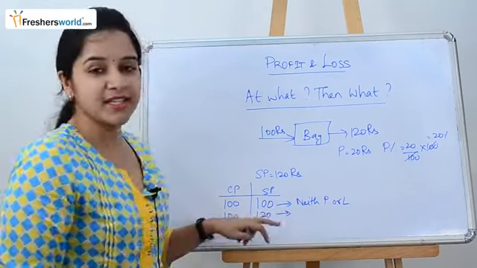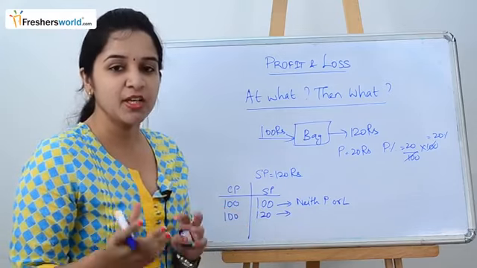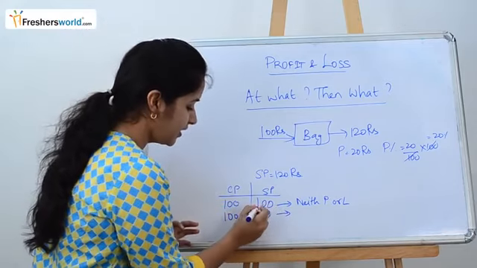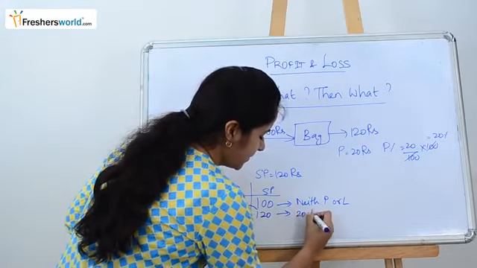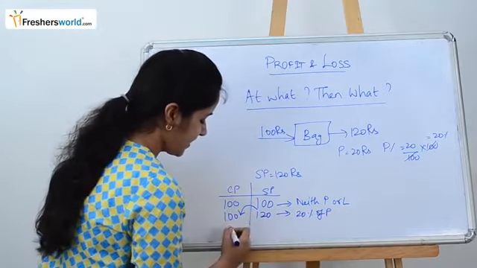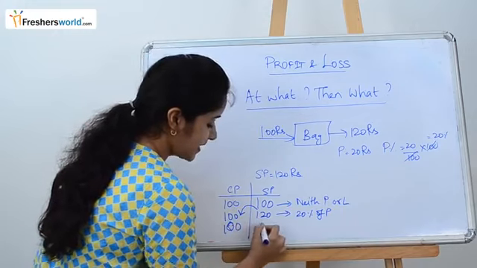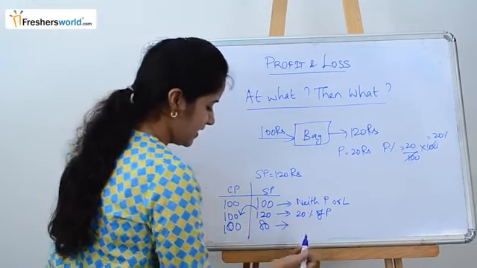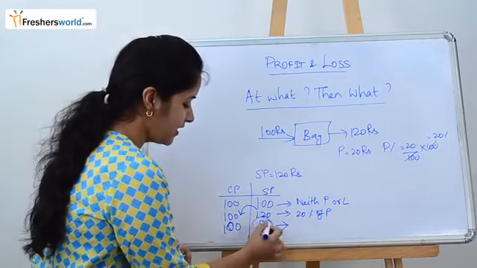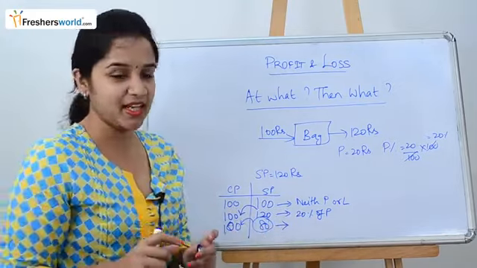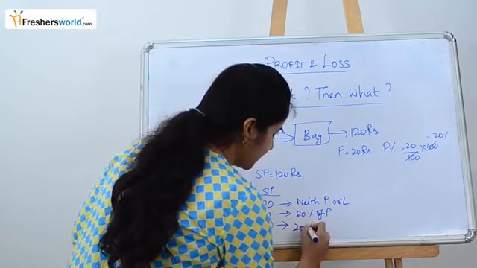So 120 is nothing but, we know that is 20% profit, which is nothing but we are selling it at 120% of the cost price. So that's why we get 20% profit. Let's take 100 rupees and I'm selling it at 80 rupees. Then it means I'm selling at a 20% loss, which is nothing but 80% of the cost price only I'm selling. That's why I'm incurring a loss of 20%.